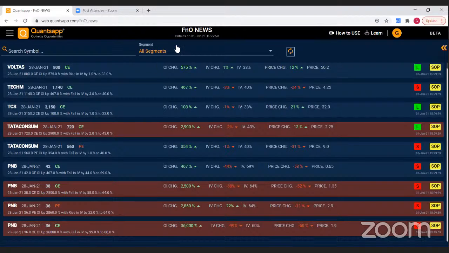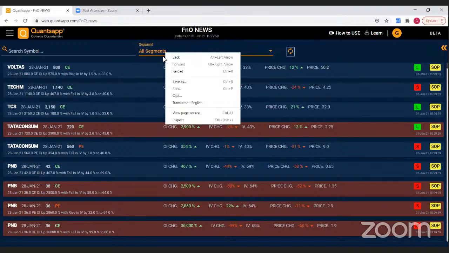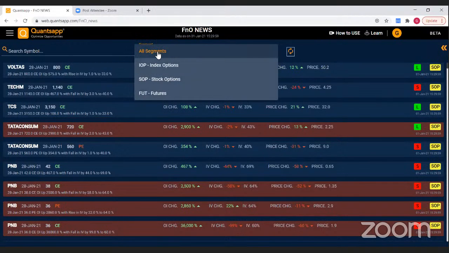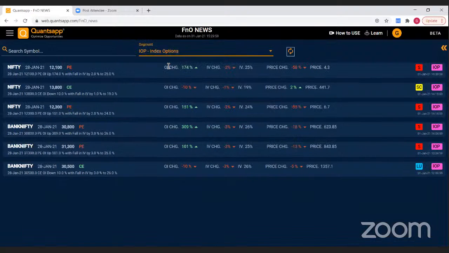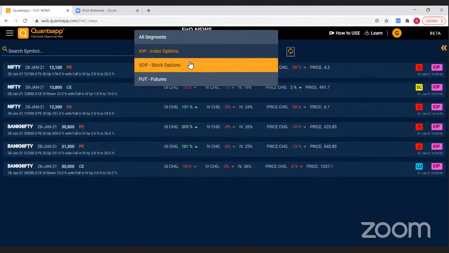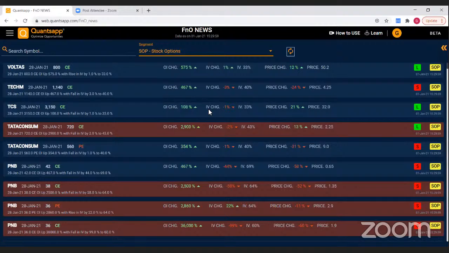So now if I go to segment and I want to look into only index options, that is IOP, you can see I can only see the index options like Nifty, Bank Nifty. I can see the strikes where the OI change, IV change, and the price change has happened. That gives a better picture of how market participants are actually placing their bets.